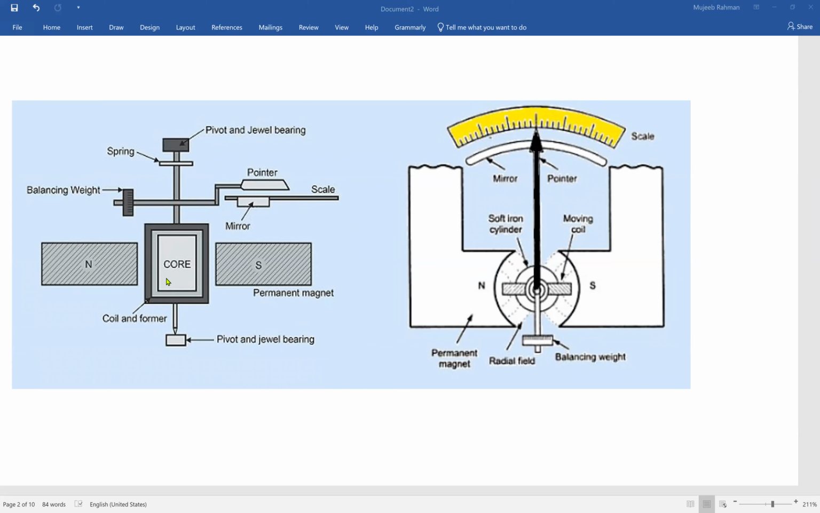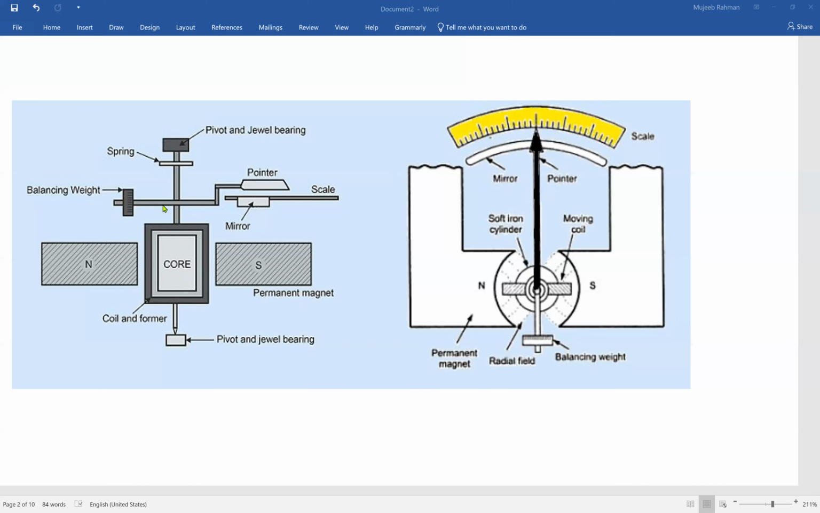Because of that force, the attached pointer moves. You can see that a pointer is attached to the moving system. It consists of a vertical spindle, a vertical axis. The moving coil is attached to it and is pivoted so that it can be rotated.